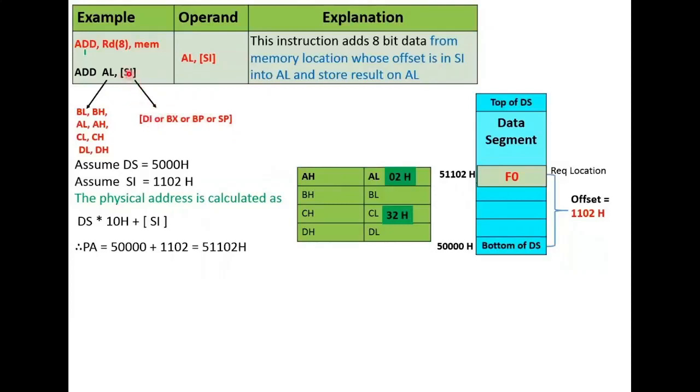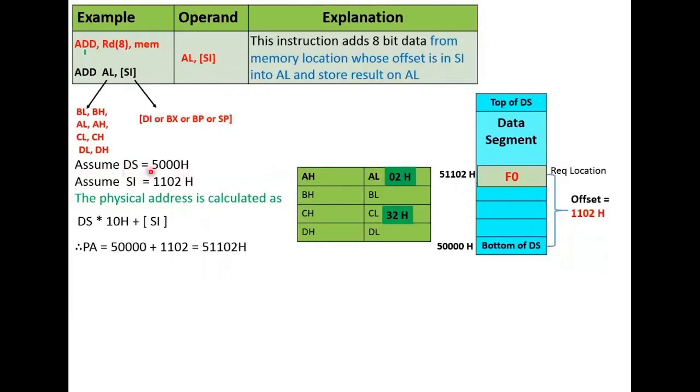If DI comes here, you should take the extra segment. If BX comes, data segment only. If BP comes or SP comes, that time you should take the stack segment. Sometimes BP will come for data segments also, but these pointers particularly we use for stack segments. So whenever BP or SP comes, you should understand that we should consider the stack segment base value.